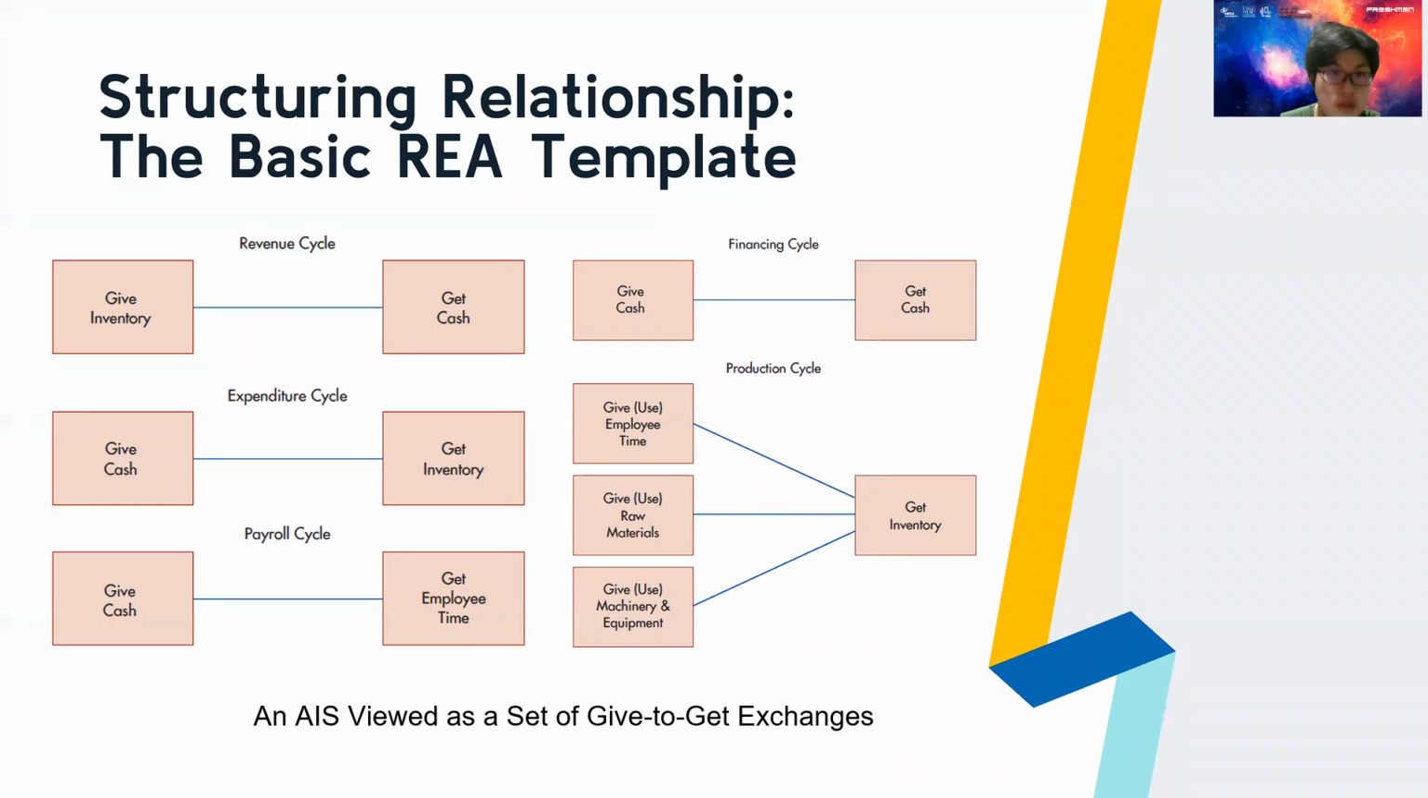The structuring relationships, the basic REA template. Give inventory to get cash is the revenue cycle. Expenditure cycle, give cash to get inventory. Payroll cycle, give cash to get employee time. Financing cycle, give cash to get cash. Production cycle, give employee time, raw material, and machinery and equipment to get inventory. And it is viewed as a set of give-to-get exchanges.